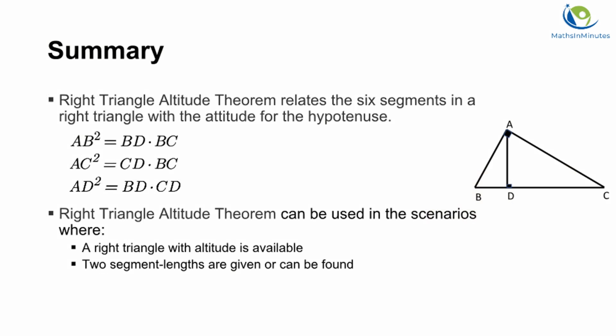In summary, right triangle altitude theorem relates the 6 segments in a right triangle with the altitude for the hypotenuse. Right triangle altitude theorem can be used to solve geometry problems where a right triangle with altitude is available and 2 segment lengths are given or can be found.